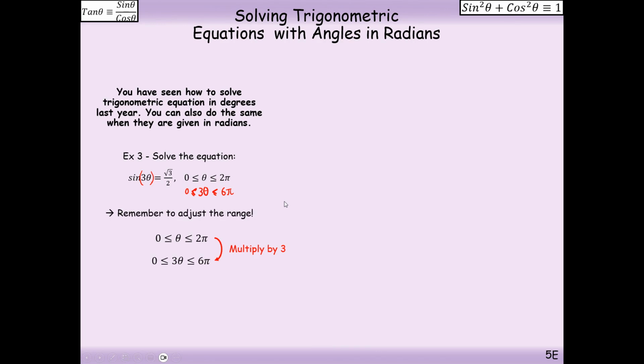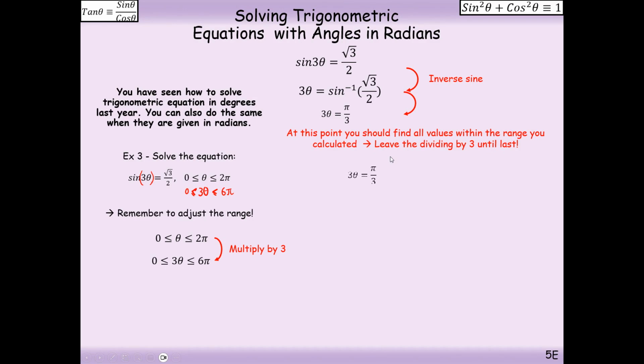Once we take sine inverse of square root of 3 over 2, we have to go ahead and find more and more answers within the range that we've been given. So first we take sine inverse of square root of 3 over 2, and that will give you pi over 3. We're not going to divide by 3 at the minute. This is the most common mistake that I've seen. Students, as soon as they finish, think they can finish this problem quickly by dividing by 3 to find theta. Let's leave 3 theta as it is and find other alternate answers.